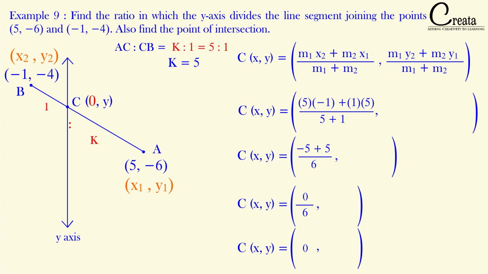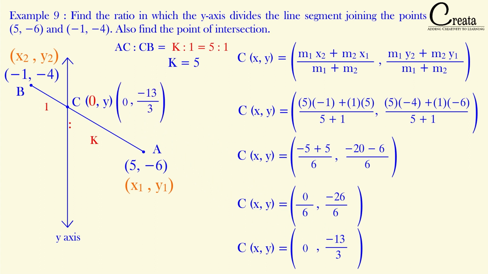Just for cross checking, let's target the y coordinate. We know y1, y2. K is to 1. We have just calculated k as 5. Let's put the value. On solving, we got y coordinate as -13 upon 3. So we got the coordinate of point C as 0, -13 upon 3. That is the answer of the question.